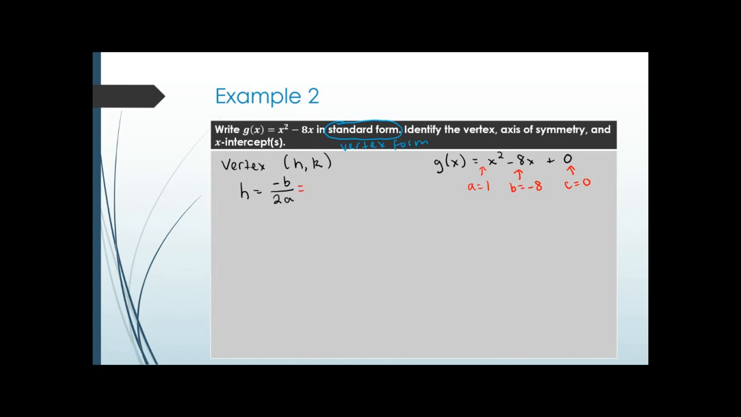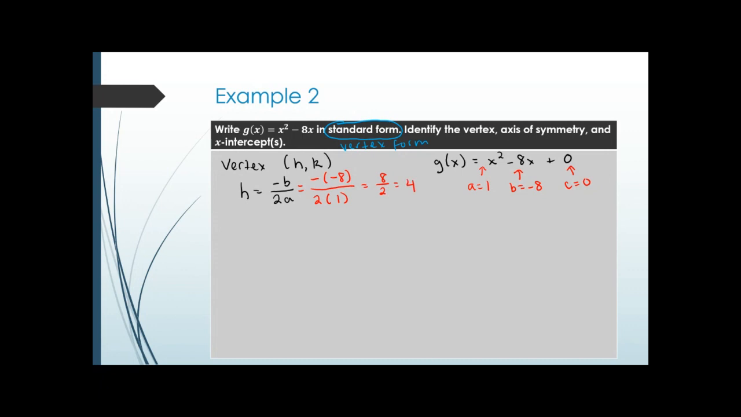So b here is negative 8. So I have the negative, and then I have to replace b. So if I have a negative b, and b is already negative, I'm going to end up with a positive. And then 2 times a, so a is 1. So that's going to be 2 times 1. So this will be 8 over 2, which is 4.